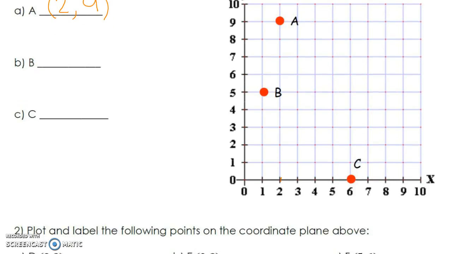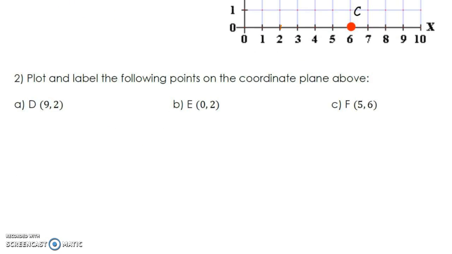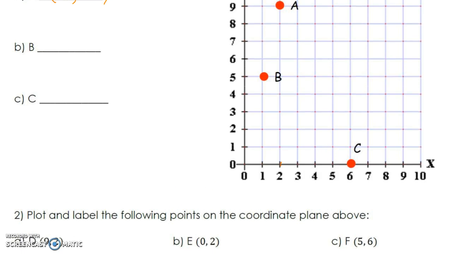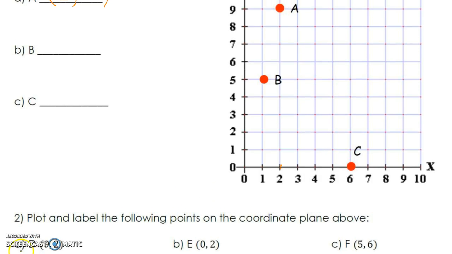And now we're going to take a look at plotting points. So we're going to use the same grid and we're going to plot these points. So point D is (9, 2). So remember, this is x, y. So we need to go to 9 on our x-axis. So I'm going to go to 9 on the x. And then we need to go to 2 on the y-axis.